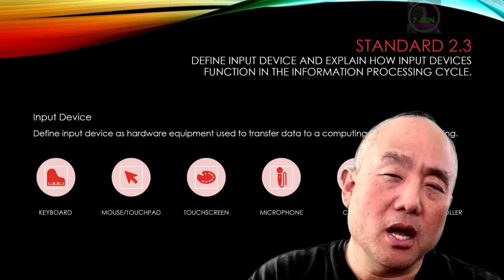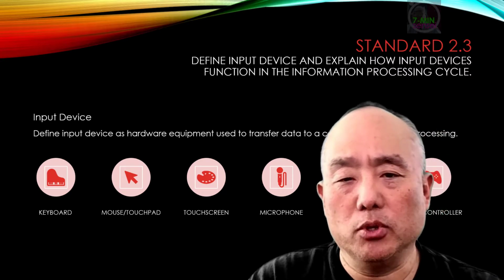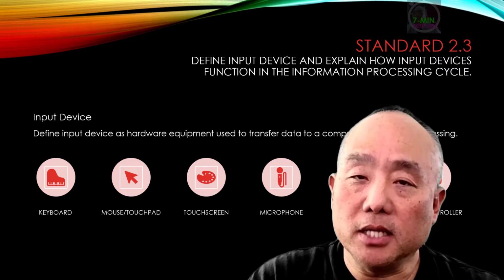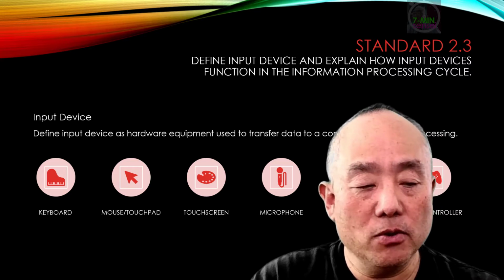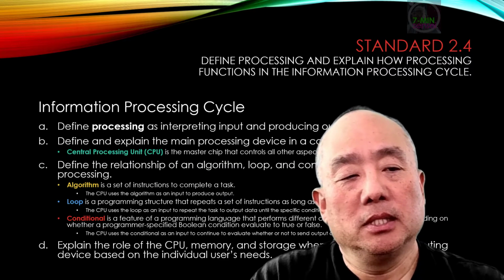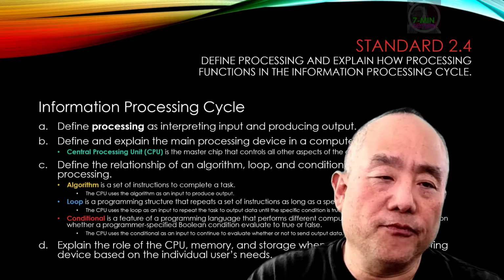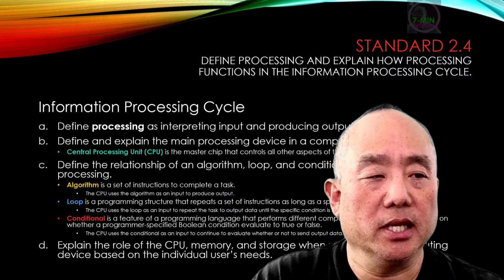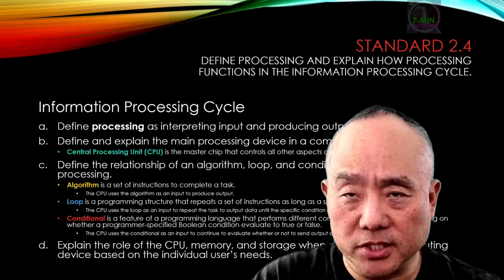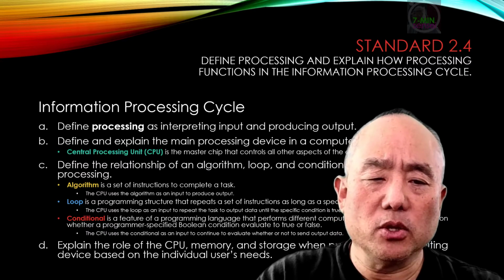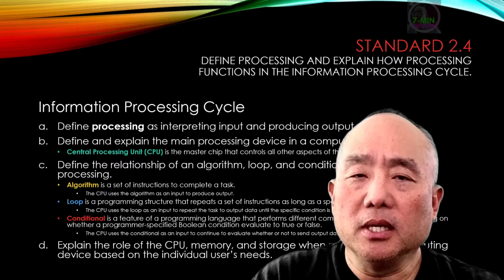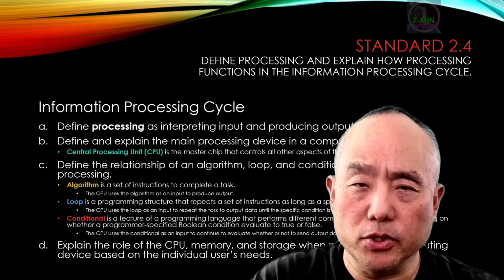Standard 2.3. Here we learn about input devices such as a keyboard, a mouse, a touchpad, touch screen, microphone, camera, and game controller. Standard 2.4. Here we define processing and explain how processing functions in the information processing cycle. Here we take a look at the main processor in the computing system, known as the Central Processing Unit, or CPU.